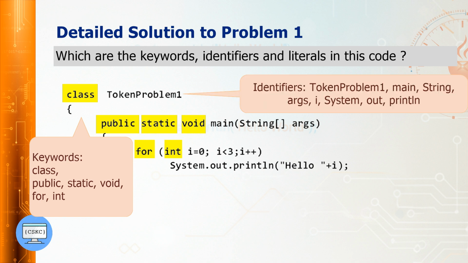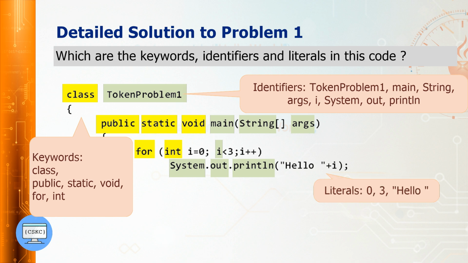The identifiers in the program are token problem 1, main, string, args, i, system, out, println. All the user-defined names are identifiers, whether they are defined by you as a user or the users who created Java libraries. For example, string is a class name in Java which is present in java.lang set of classes.